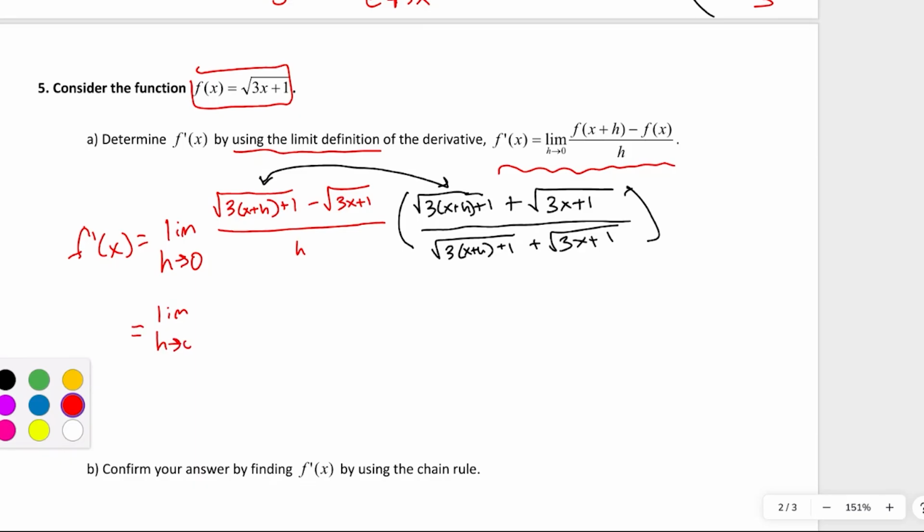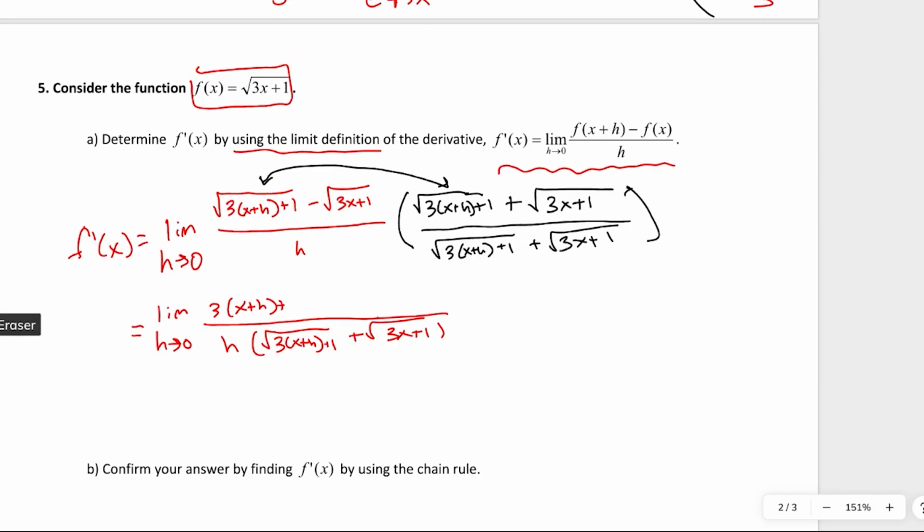So we get the limit as h approaches 0 of h, I'm going to write the denominator first here, times the square root of 3 times x plus h plus 1 plus the square root of 3x plus 1. Okay, and the numerator, these two things will multiply, and I'll get 3 times x plus h plus 1 minus, and I'm going to subtract this whole next expression, what I get when I multiply root 3x plus 1 times itself. So that will just be 3x plus 1.